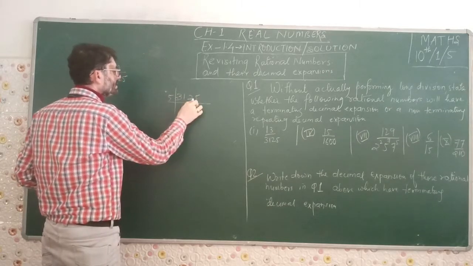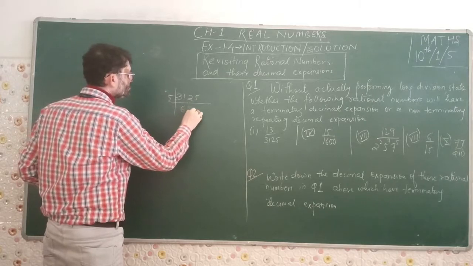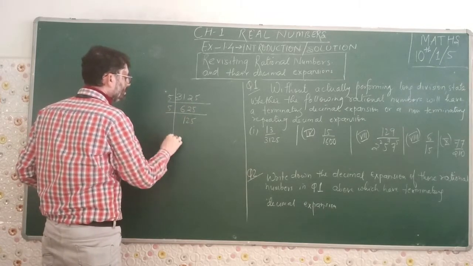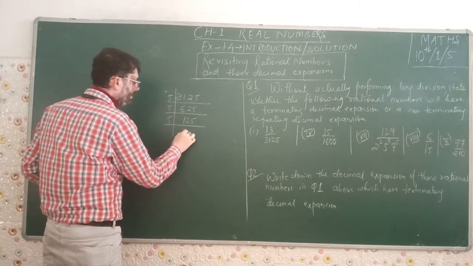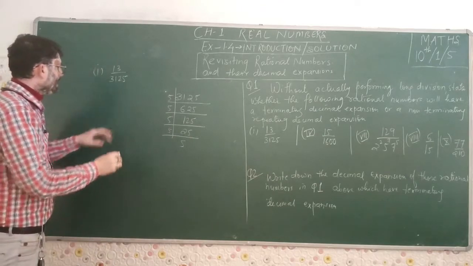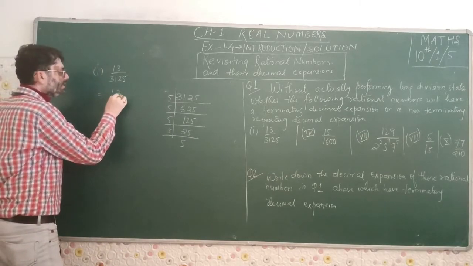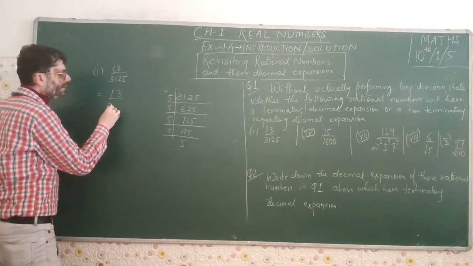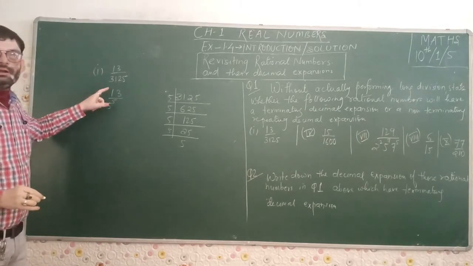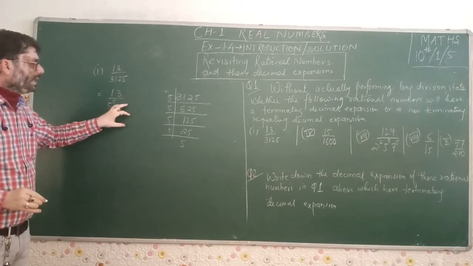So let us find all the factors of the denominator, that is q. So let us find 3125. Divisible by 5, as the last digit is 5. 625, again by 5. 125, 25, 5. So this can be written as 13 by 5 to the power 5. The 2 part is missing.